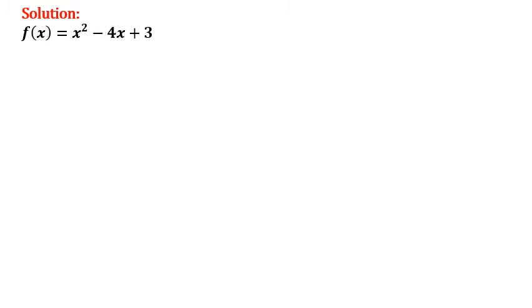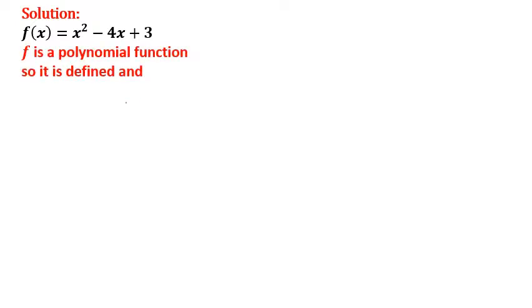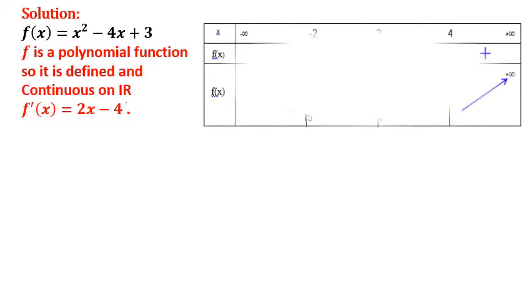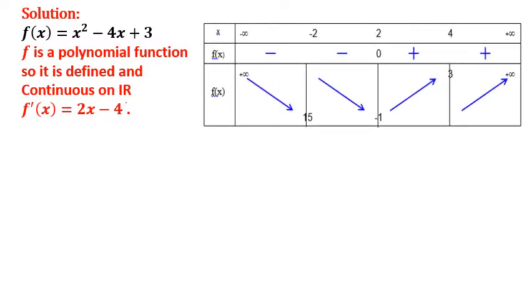f of x equals x power 2 minus 4x plus 3. Since f is a polynomial, it's defined and continuous over R. Its domain is minus infinity to plus infinity. The derivative of f is f prime equals 2x minus 4. We have to draw the table of variation of f. To do so, we study the sign of f prime. We first find the root of f prime. We solve f prime equal to 0, then x equals 2.